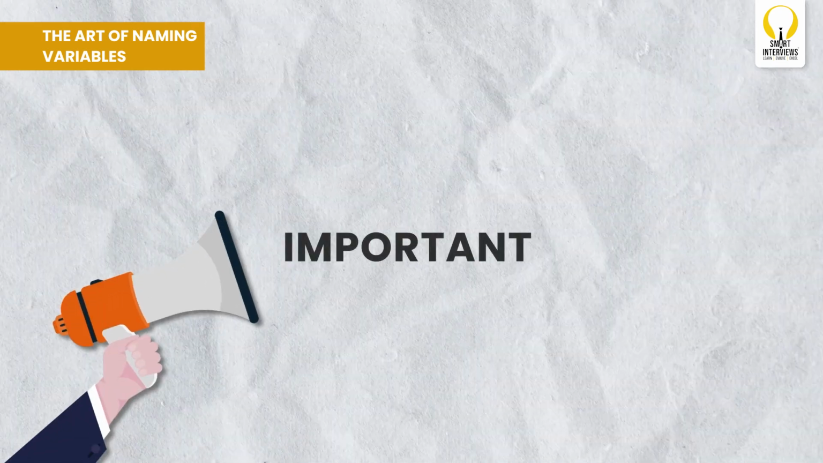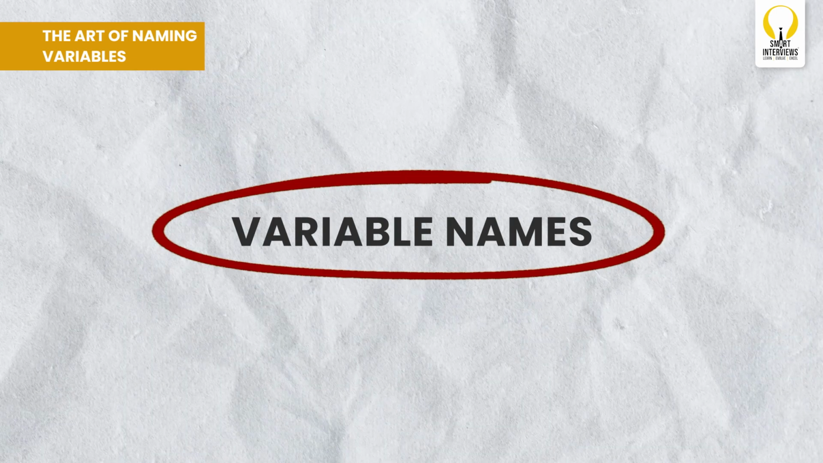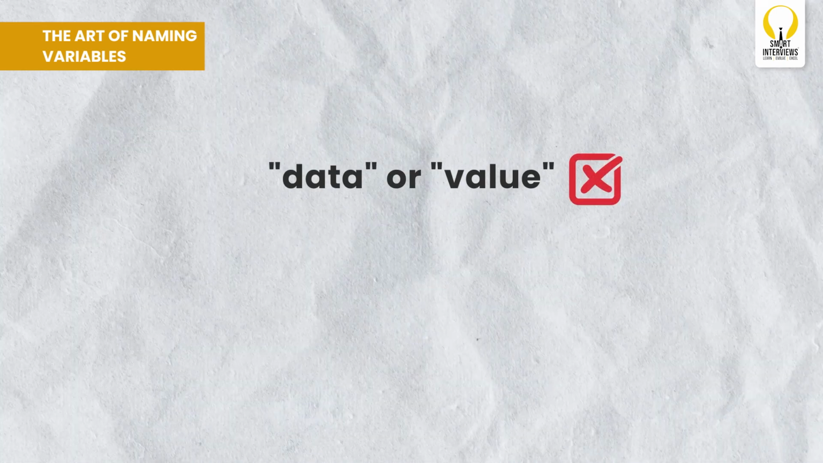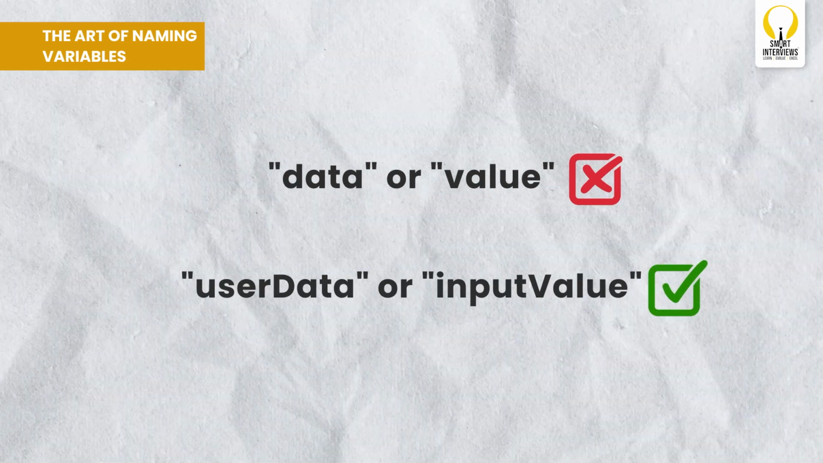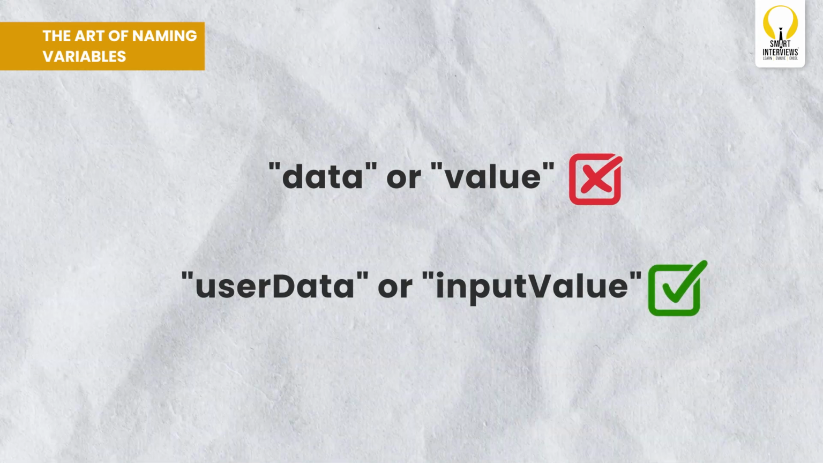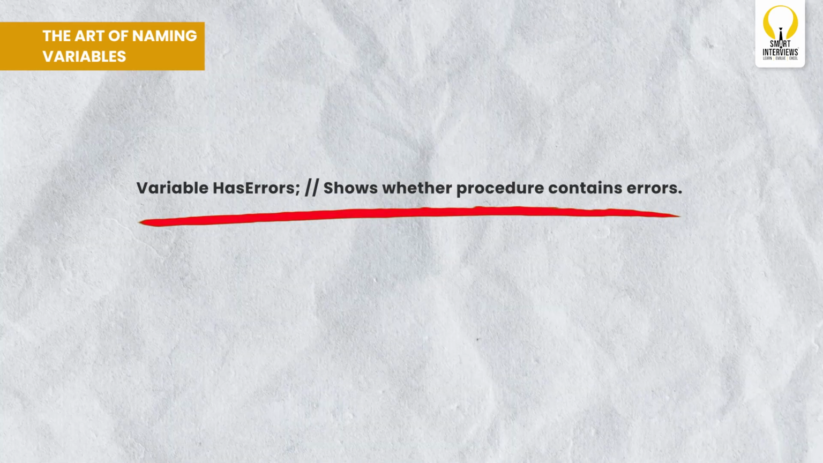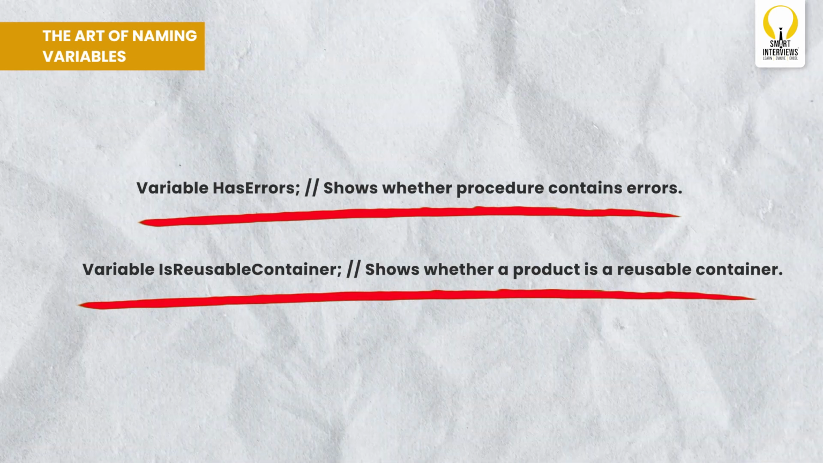The next important point is to choose variable names that reveal your intent. For example, instead of using data or value, use more specific names like user data or input value to provide clarity. Coming to the next point, name variables that describe binary states like true or false after the state that matches the true value.